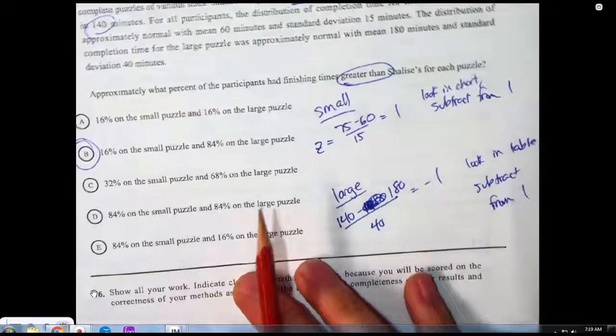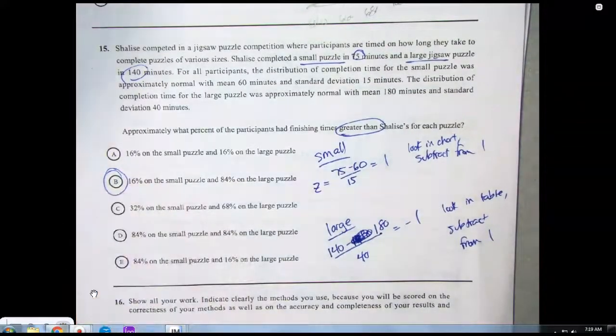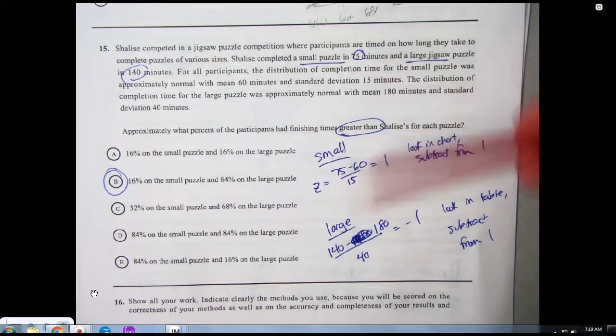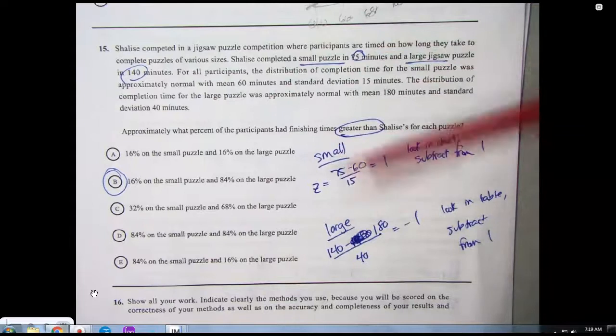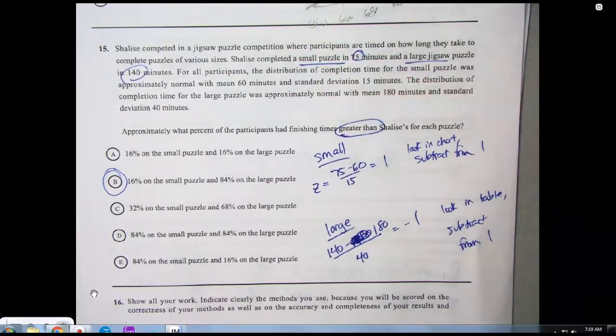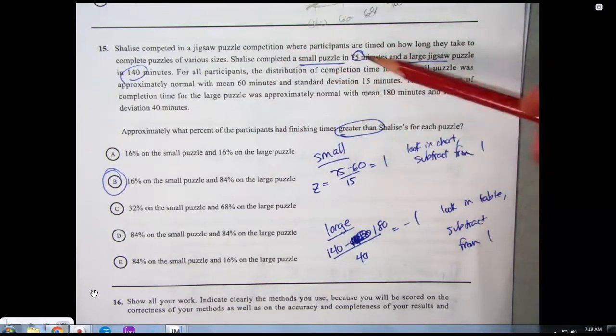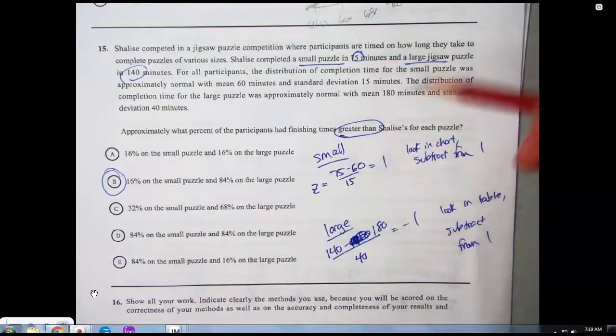All right, number 15. This is not that hard of a problem, but there's just so much, so you just start grinding through what you know. I see small puzzle and large puzzle, small puzzle time, large puzzle time. So I right away went down here and wrote small, large. I don't think in words, but some of you do, and that's great. If you don't, my advice is to get it out of this wordy paragraph as soon as you can and put it into a format that is organized how you want it.